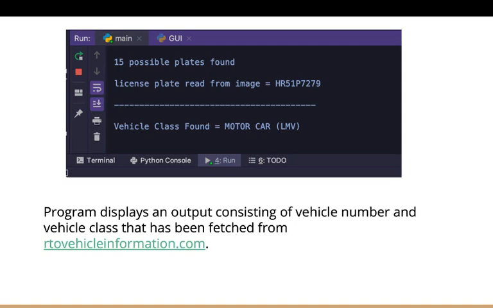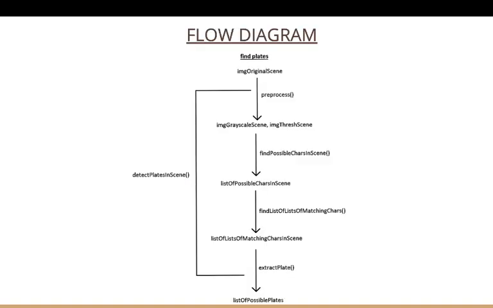And here is the flow diagram, which consists of preprocessing, then conversion to a grayscale image, and then a threshold image, and possible characters in a scene are found. Once that is done, you find the list of matching characters, and the plate is extracted.